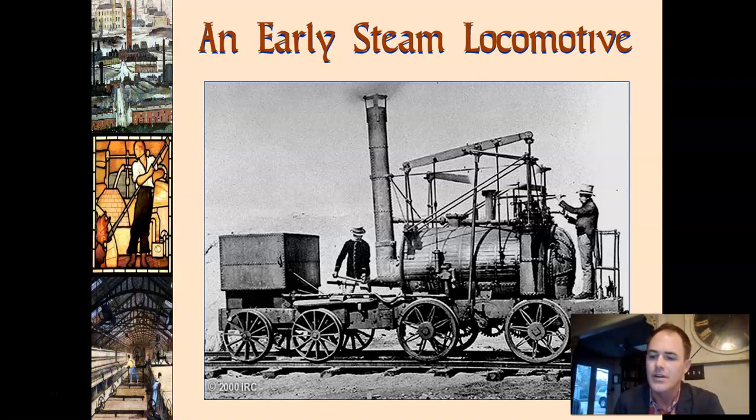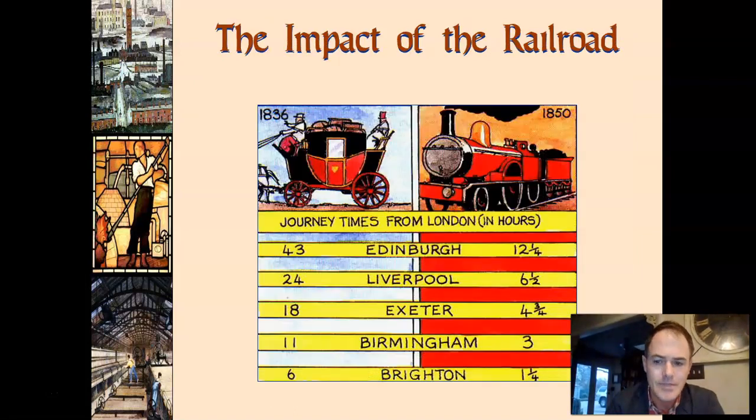Cuts down travel. It leads to a boom in the metals like the steel used to lay the rails. Just one example: look at the journey times from London to Edinburgh in Scotland, from 43 hours to just 12 and a quarter, from Birmingham from 11 to 3. So the railroad is going to dramatically change lives, and we'll talk more about the railroad in the course.